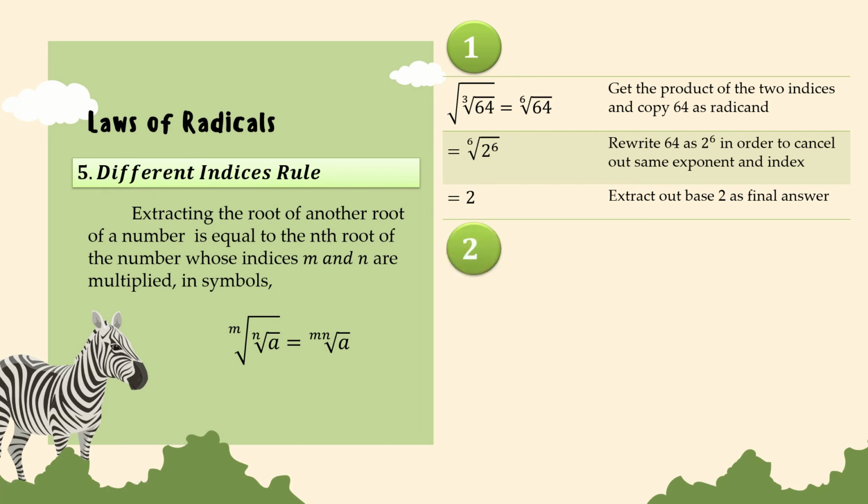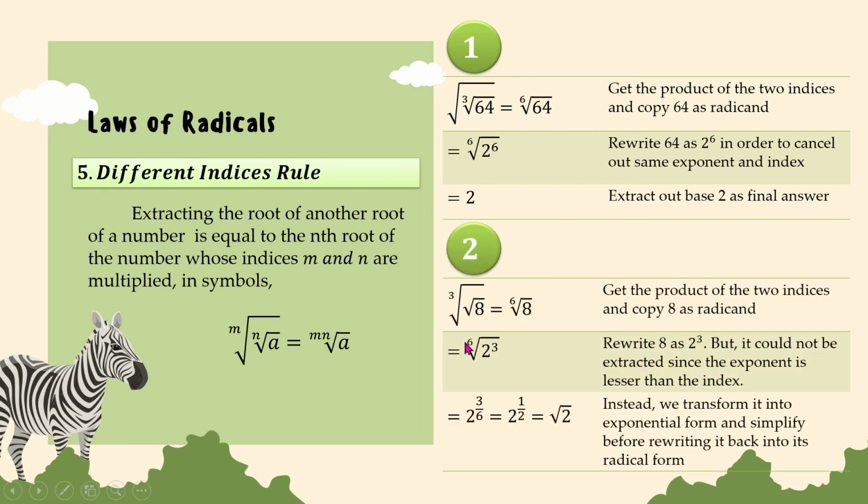Simple as that. Example number 2: the cube root of the square root of 8. How many are the indices outside of the 8? The imaginary index is 2, so this is 2. Then the other is 3. So 3 times 2 is 6, giving the 6th root of 8. We get the product of the two indices.